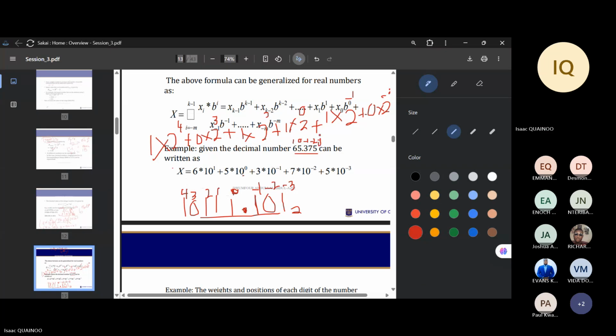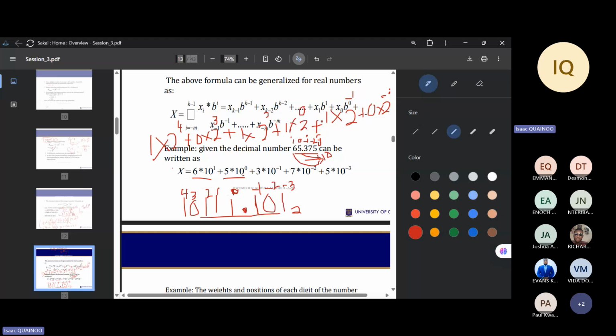Okay. So what this means is that this is to the base 10. So this is going to be 6 times 10 raised to the power 1. Then 5 times 10 raised to the power 0. Then the next one becomes 3 times 10 raised to the power -1, 7 times 10 raised to the power -2, and then we have 5 times 10 raised to the power -3.